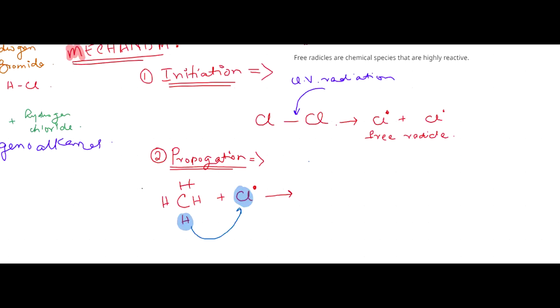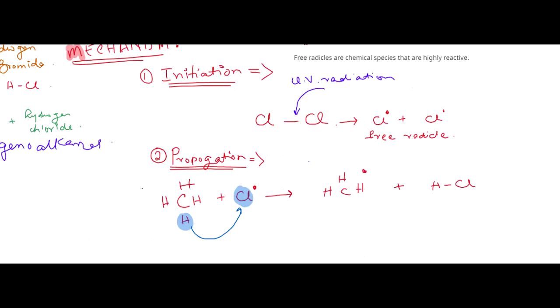So I will get HCl, hydrogen chloride. What is going to happen is that this alkane is now left with one less hydrogen. Carbon wants to have 4 bonds, but it only has 3.